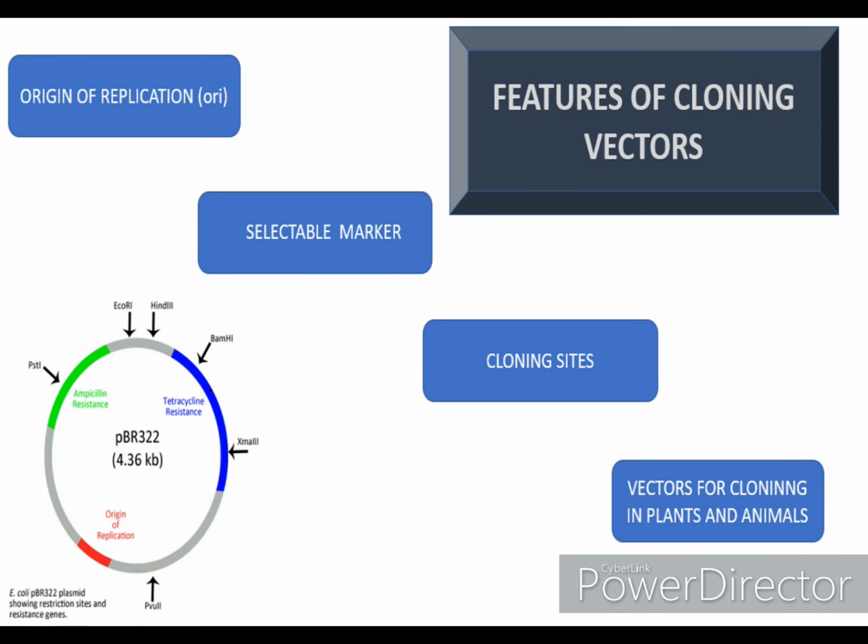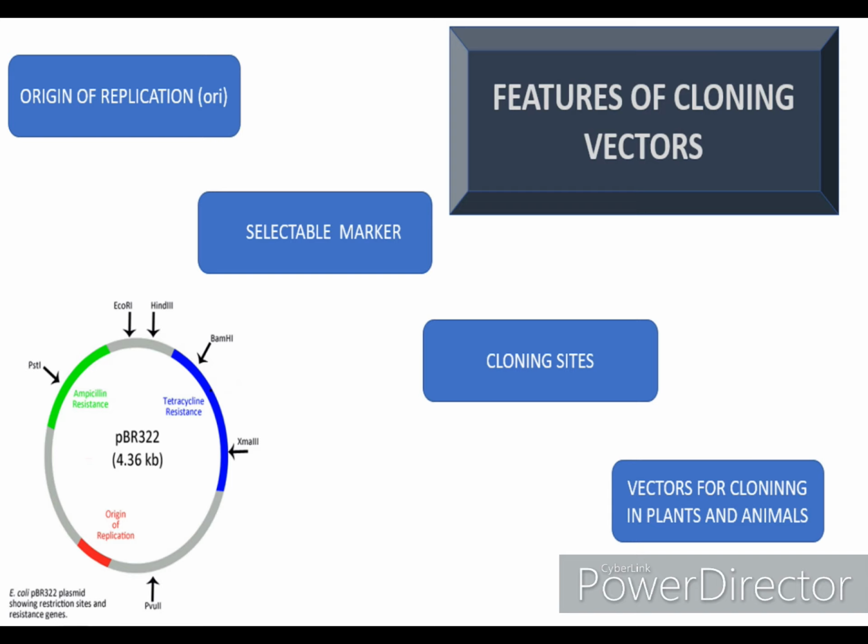Features of cloning vectors. These are the four important features of the cloning vectors which made them to be used in recombinant DNA technology. The first one is origin of replication. At the site of origin of replication only, the replication starts. As the plasmid contains origin of replication, we are attaching the desired gene to the plasmid so that it can divide. Without origin of replication, our gene cannot be divided. So we are attaching the gene to the plasmid.